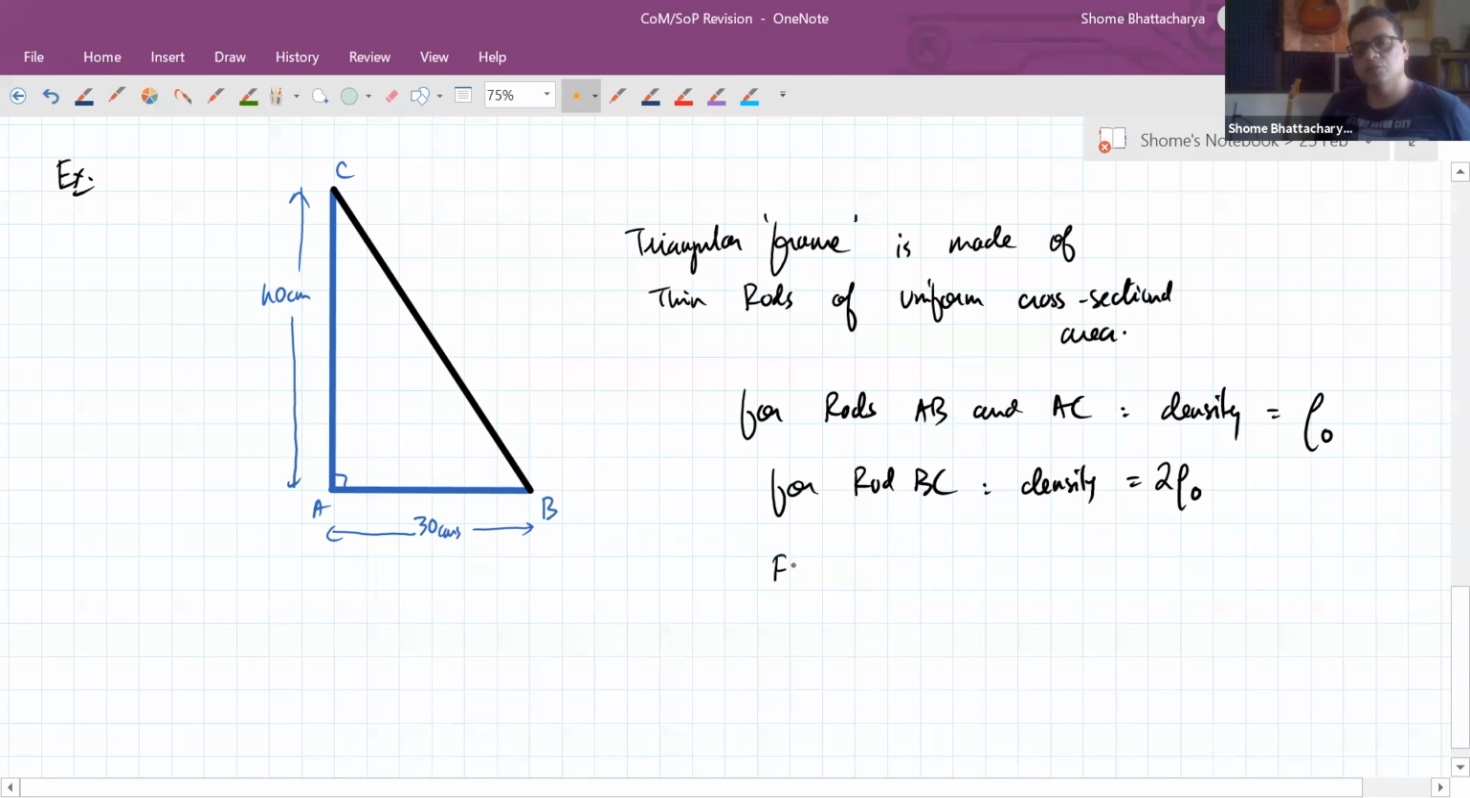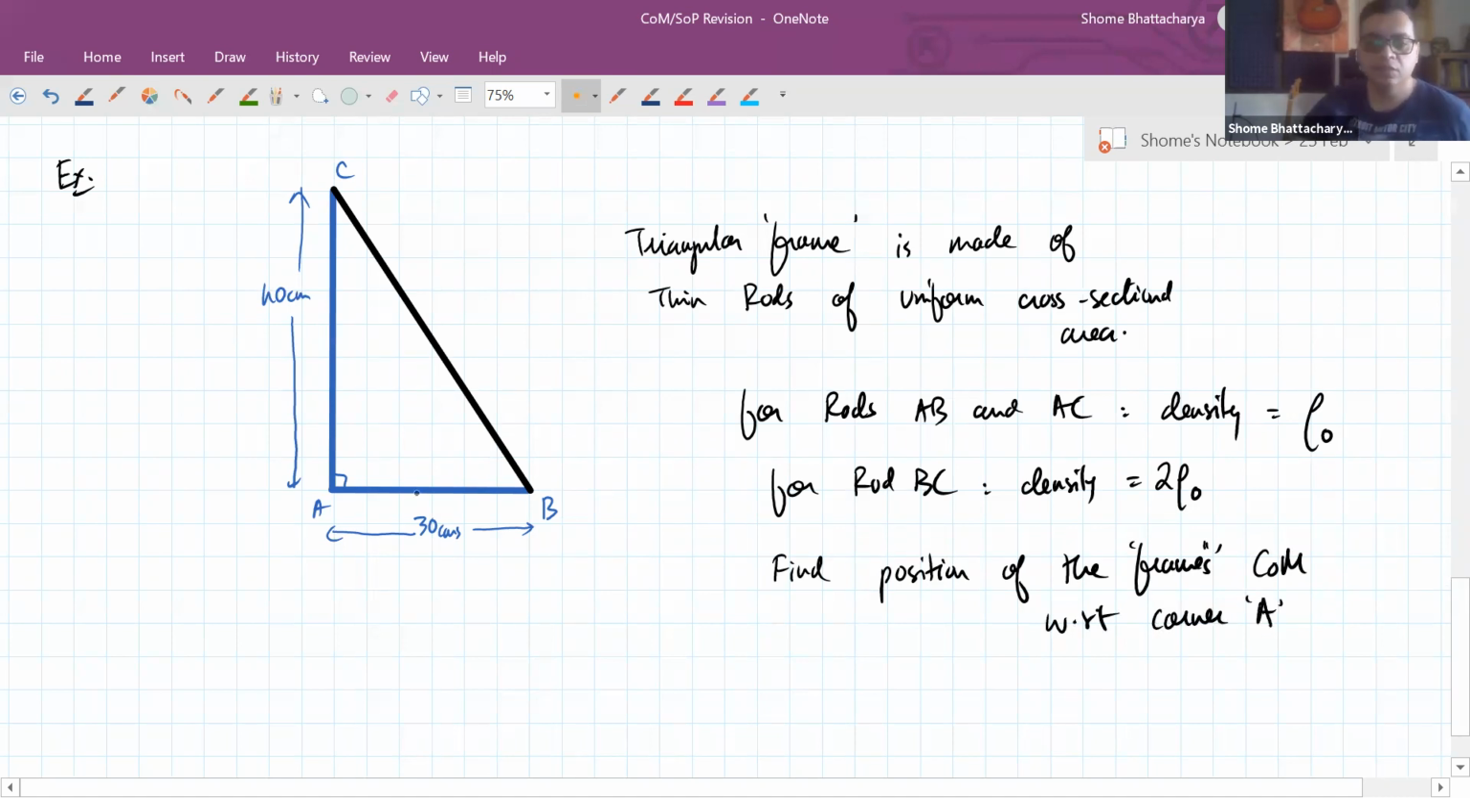So we have to find the position of the frame's center of mass with respect to the corner point A. With respect to this corner point A, you have to find the position of the center of mass. So let's understand this as a problem. I'll just give you a minute to go through this and we'll discuss how to solve.